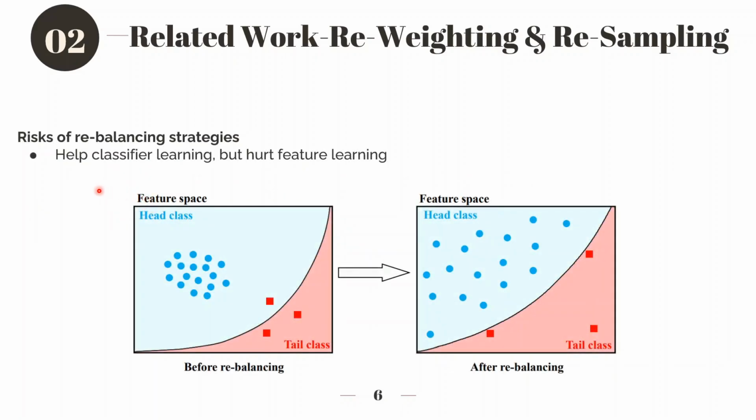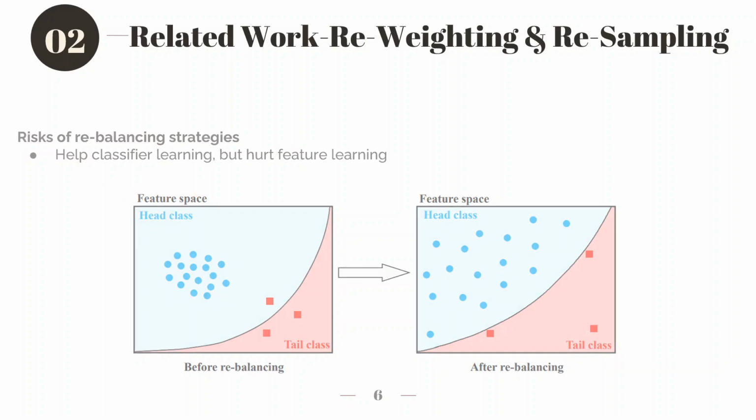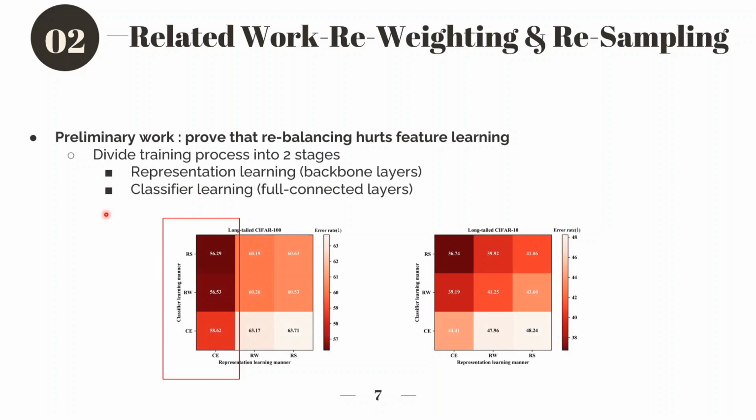In the BBN paper, they reveal that the mechanism of these strategies is to promote classifier learning significantly, but will unexpectedly damage the representative ability of deep learned features to some extent. They conduct a few experiments. First, they fix the representation learning method to be cross-entropy, and then change the classifier learning methods. As you can see here, the error rates decrease with resampling and reweighting methods, and this is because it can improve the classifier.